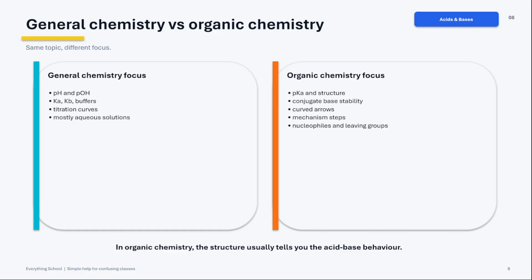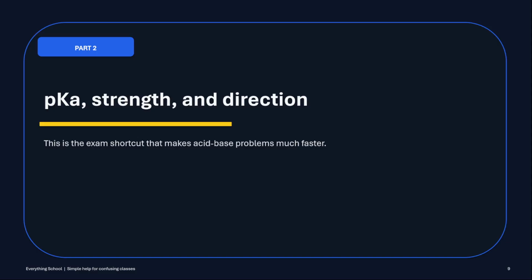Organic acid-base questions are often less about plugging into an equation and more about interpreting the structure. Slide 9. Part 2. pKa, strength and direction. This is the exam shortcut that makes acid-base problems much faster. This slide is another section divider.